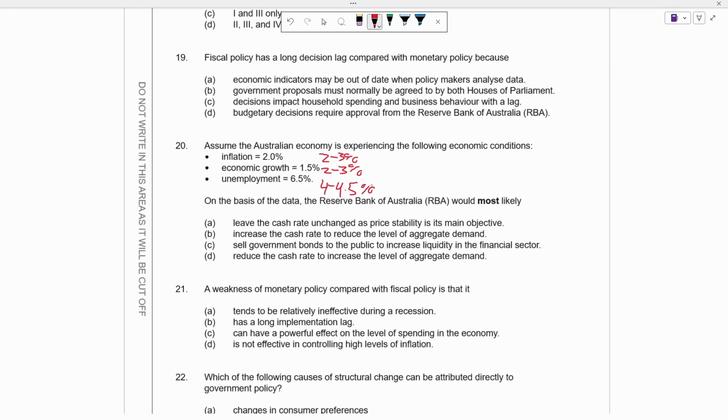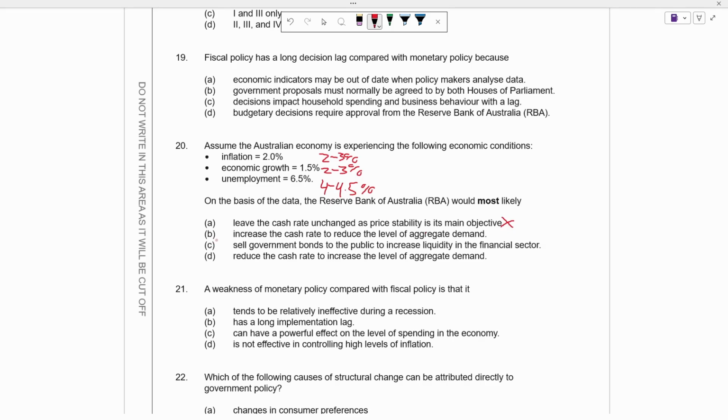So let's go through the answers. A, leave the cash rate unchanged as price stability is its main objective. This one is incorrect. So although price stability is the RBA's main objective, they would still want to reach the 2 to 3% economic growth and an unemployment rate of 4 to 4.5%. So obviously the RBA would change their cash rate.